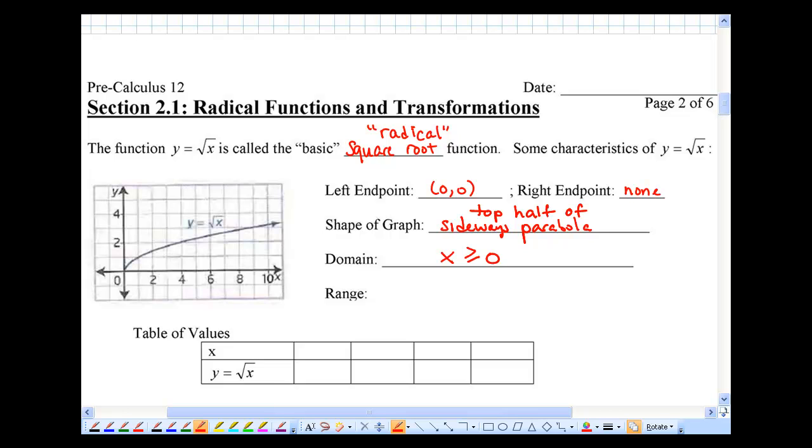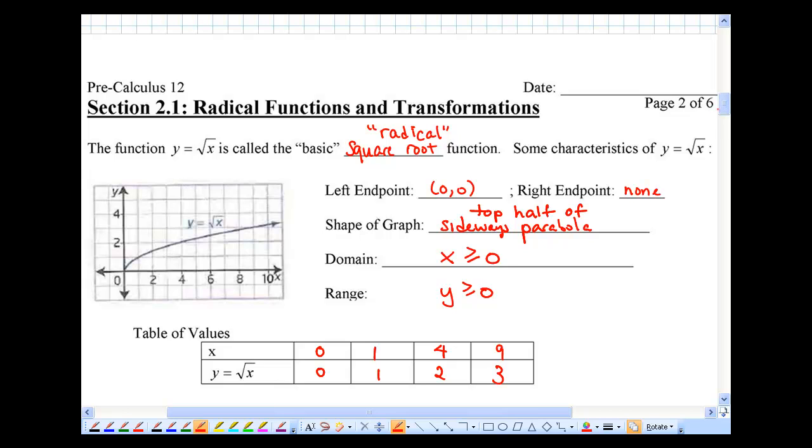And the range, since we're taking the square root of a positive number, that also has to be positive, and I guess it could be 0, because you could take the square root of 0. So our range is just y is greater or equal to 0. A few quick table values. I'll use x as 0, so the square root is 0, 1, 1. Then I'll skip to 4, because the square root of 4 is 2. And then I'll skip to 9, because the square root of 9 is 3.